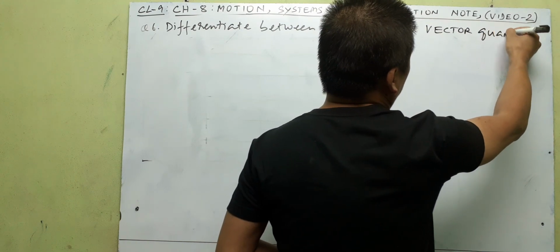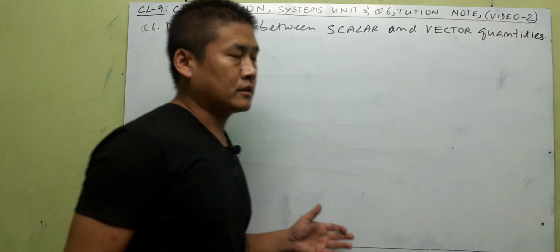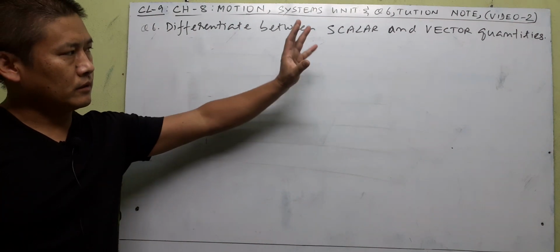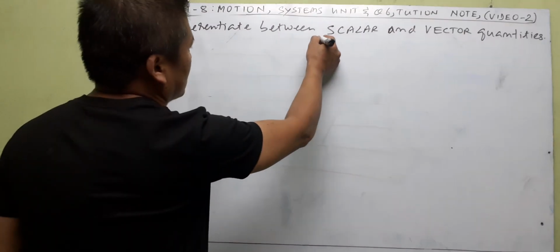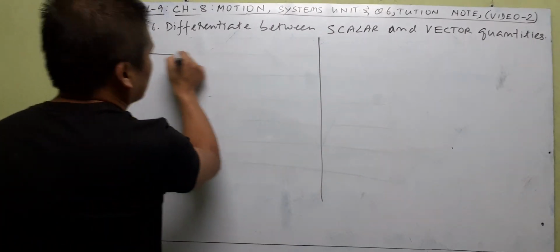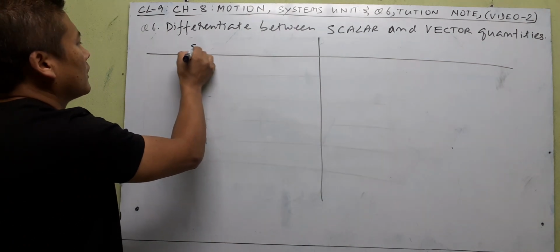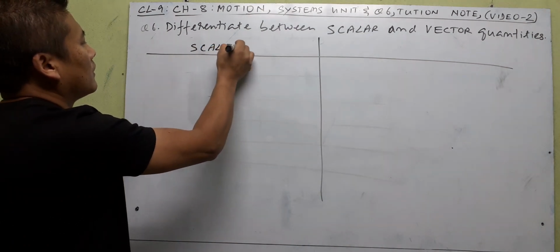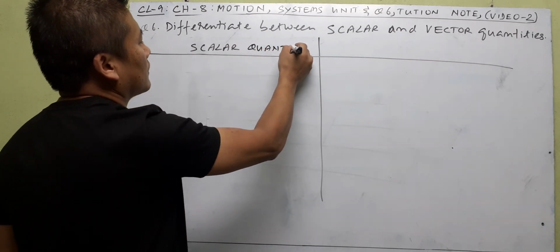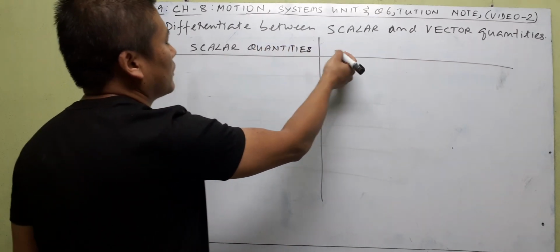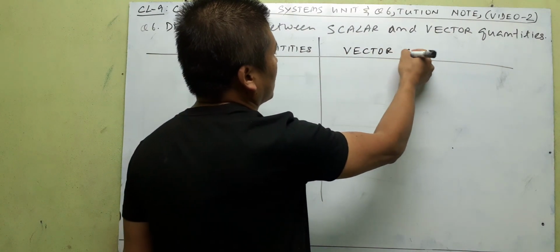Okay, there are two types of physical quantities in the study of our physics, and they are called scalar and the other vector. Now, which one is which? Let us discuss. Now here, on the left side, make a margin, and on the left side, you write scalar quantities. And on the right side, you write vector quantities.